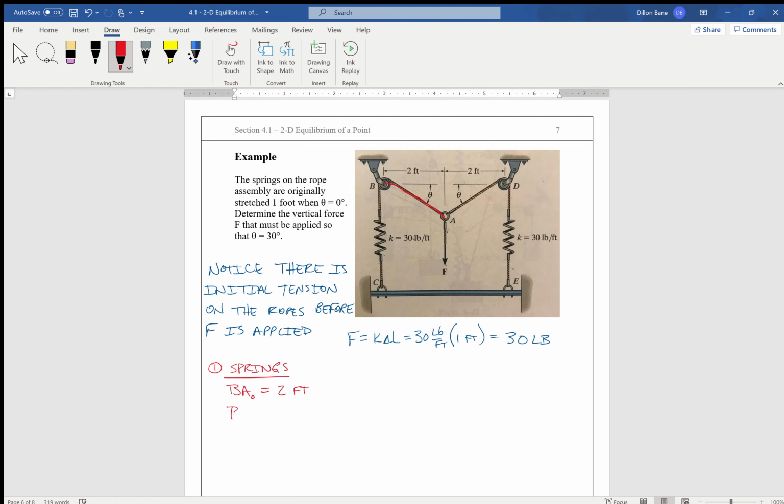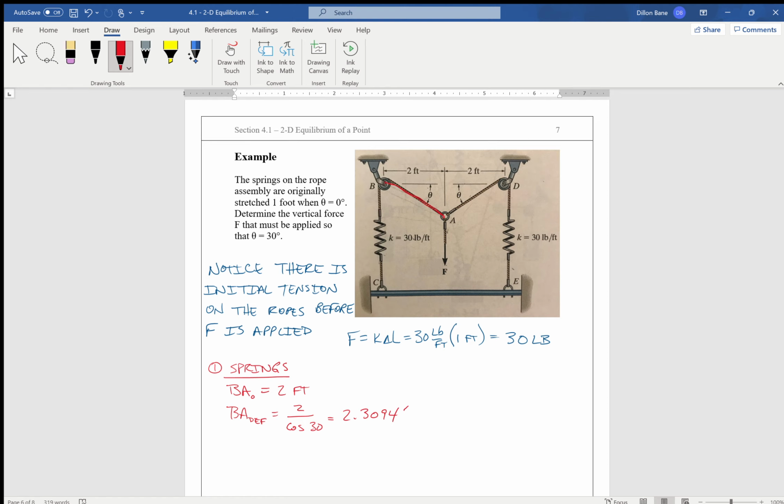So let's just say BA in the deformed position comes out to be 2 over cosine of theta, but we want to know what F is when theta is equal to 30. So we'll say 2 over cosine of 30 to figure out what the length of BA is in the deformed position. And that comes out to be 2.3094 feet. Okay?